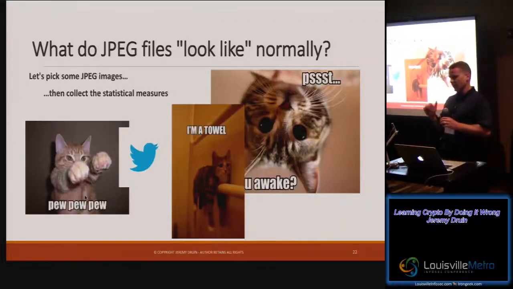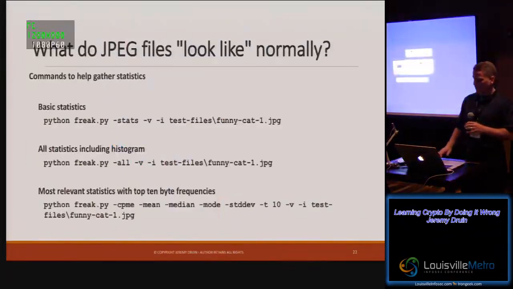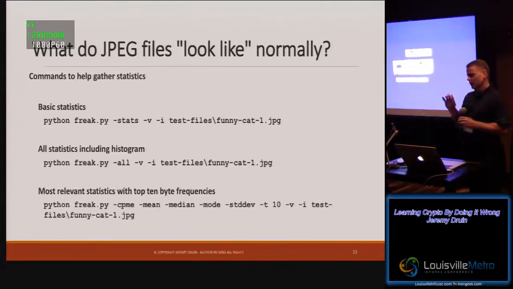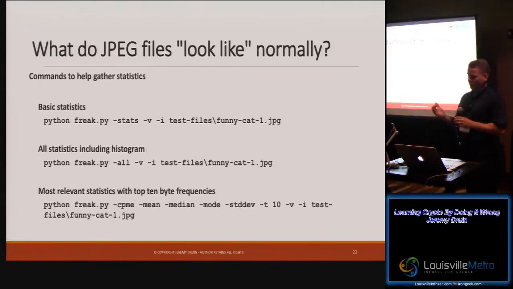So these are the pictures that I used, and I intentionally picked one picture that wasn't like the others so that I could do a little bit of, the fancy word is differential analysis, but in plain English, we just look at what's different. And so I ran the statistics on it using the Python program called freak.py that was in that GitHub package. And for example, these are the different commands you can use.